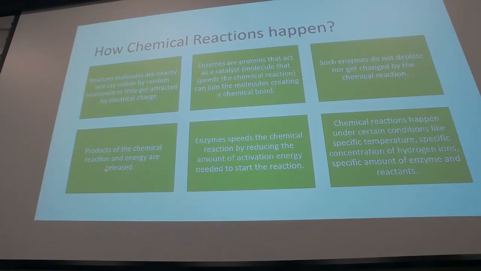And then in chemical reactions, products of the chemical reaction and energy are released. And enzymes reduce this activation energy for producing the chemical reaction. And then you have to have the right temperature, the right concentration of these reactants, and as well, a particular concentration of hydrogen ions, which is the pH. So pH is a scale, or a measurement.